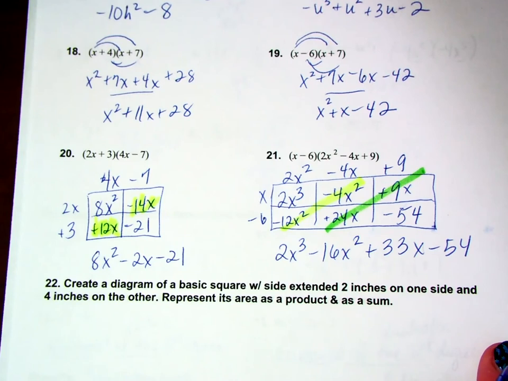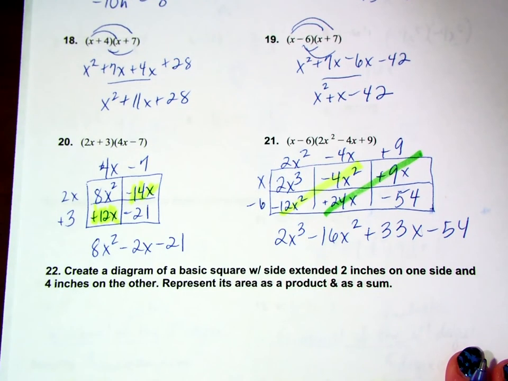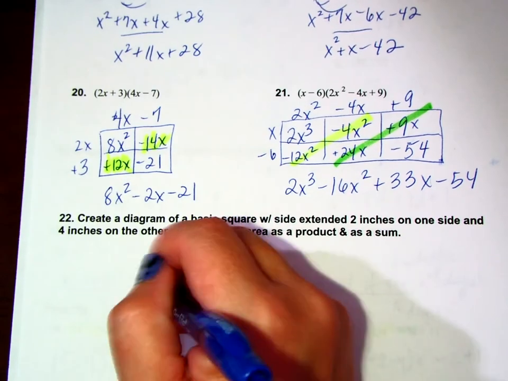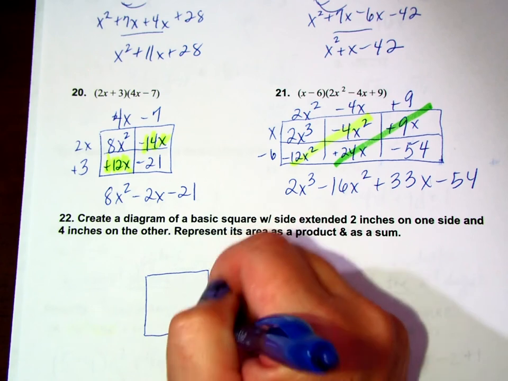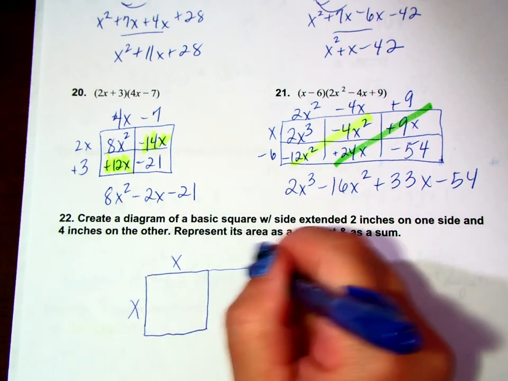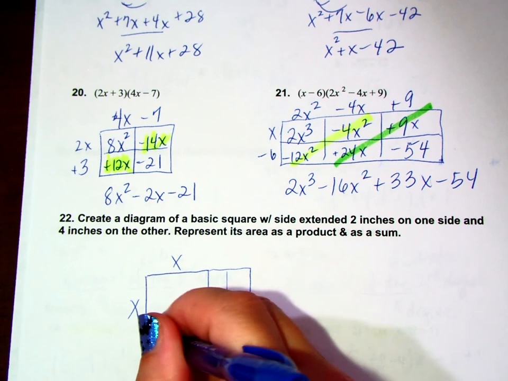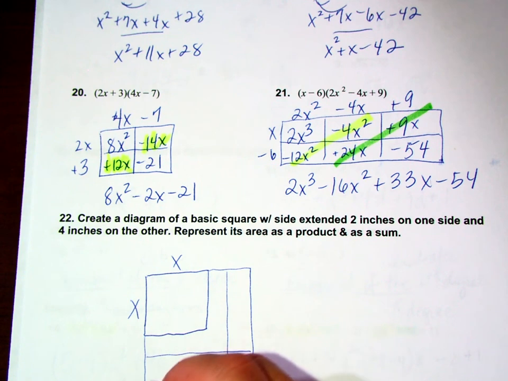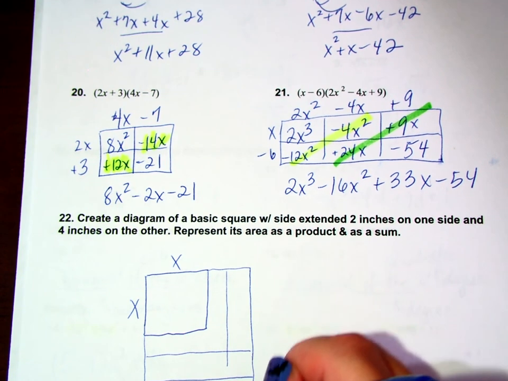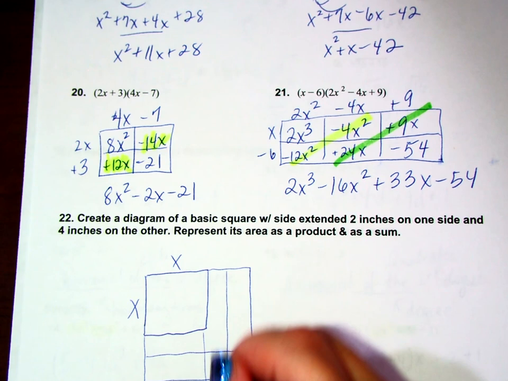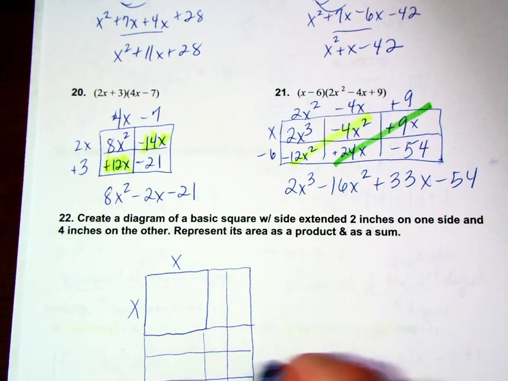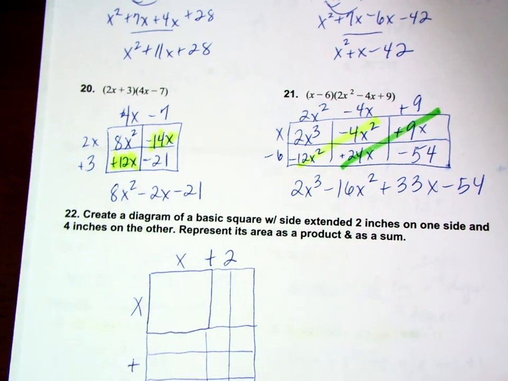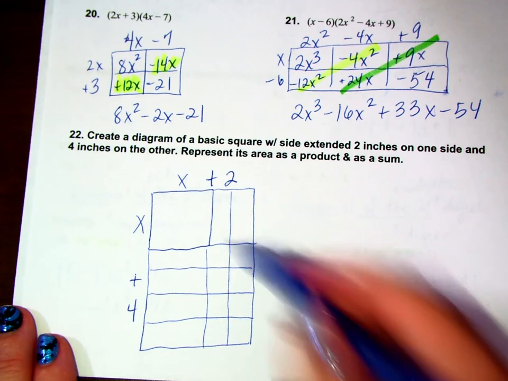Last but not least, it wants us to create an area model, a diagram, with a square that is extended by 2 inches on one side and 4 inches on the other. So here's my square of x by x, extended by 2 inches on one side and 4 inches on the other. So 1, 2, 3, 4. Okay, so here's my extended by 2, here's my extended by 4. And then we're going to fill this in.